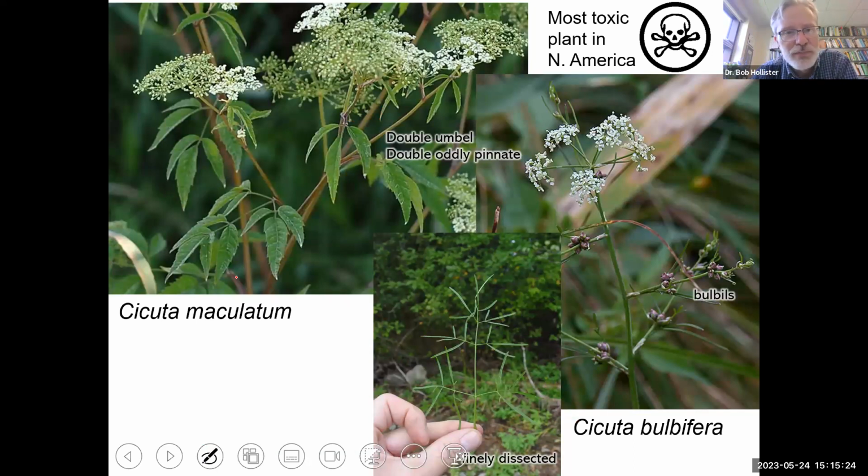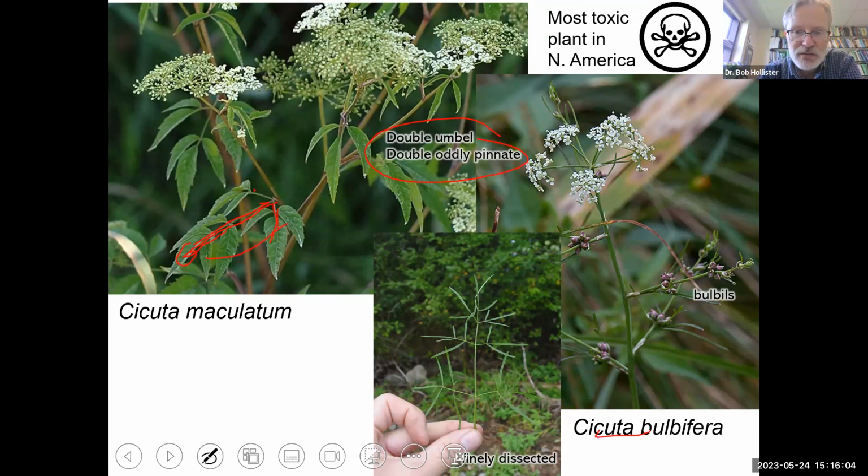So I'm just showing the poison sumac because it's the most toxic plant in North America. And I think my students always want to know what's the most poisonous plant in North America. This is it. So it's a good one to tell people about when you see it. And it's really easy because the leaves are oddly pinnate, but then oddly pinnate again. So it's doubly oddly pinnate. So it's a double umbel and a double oddly pinnate, which makes it pretty easy. This is one species.